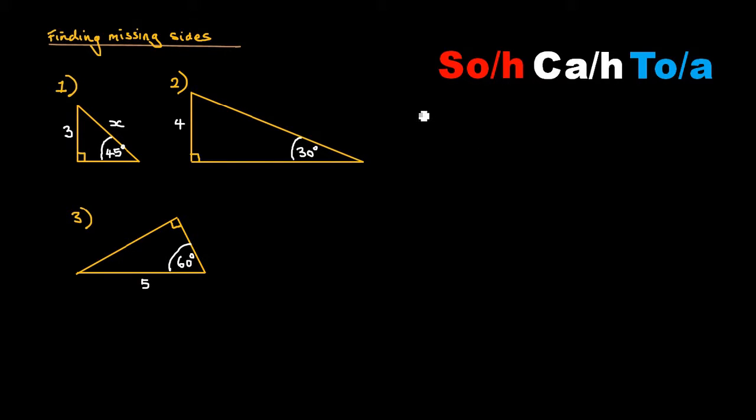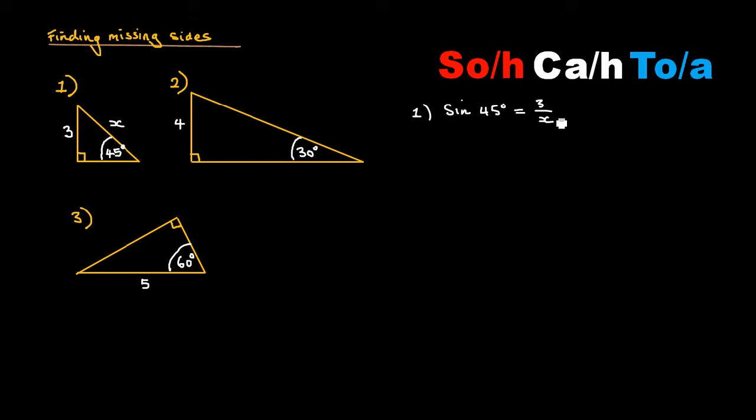So let's go ahead and solve our problem. What we do is we write down what we know so that it forms an equation. So we know that the sine of 45 degrees equals the opposite over the hypotenuse. The opposite is 3, so we write down 3. And the hypotenuse is this missing side we're trying to find, so it's x.